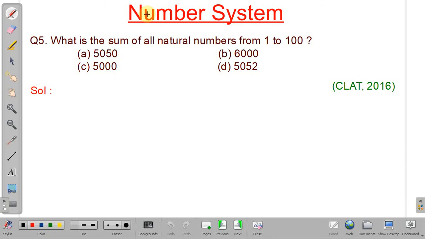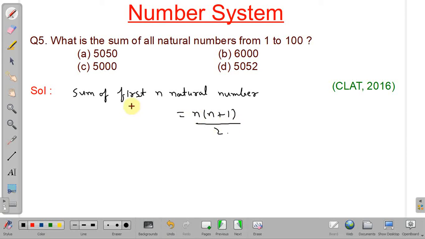In the next problem, we have to find sum of all natural numbers from 1 to 100. So what is the formula for finding the sum of first n natural numbers? See, sum of first n natural numbers is given by n into n plus 1 divided by 2. See, this first I have written because it should start from 1.